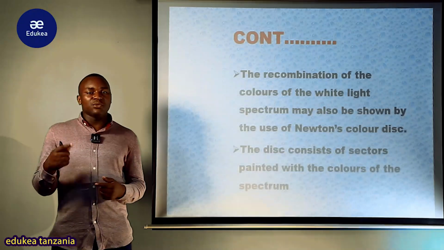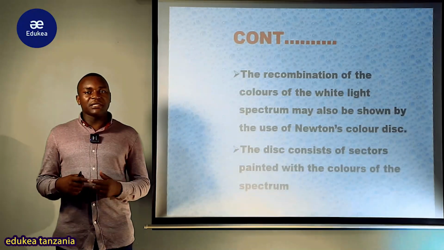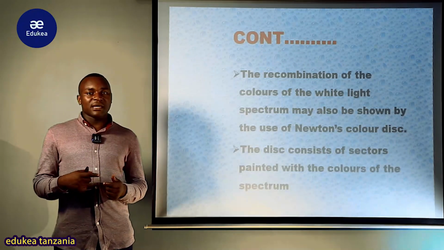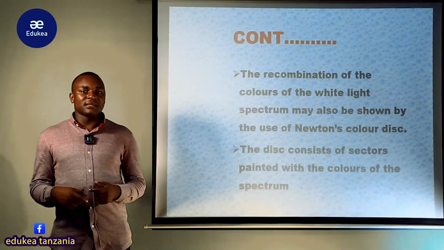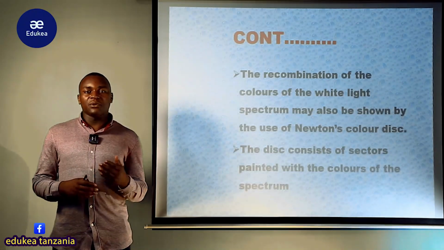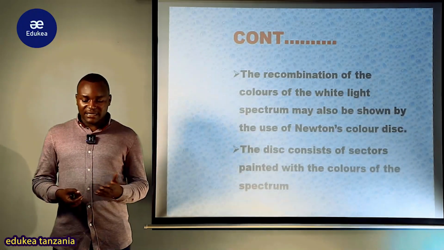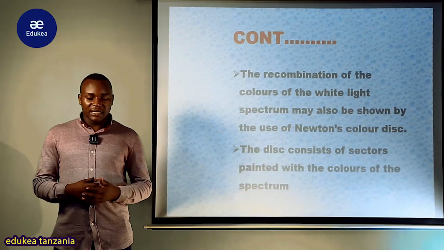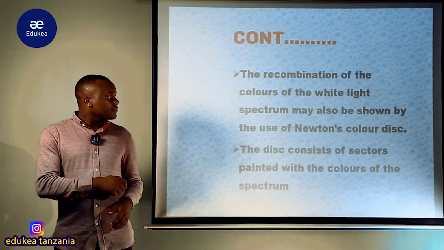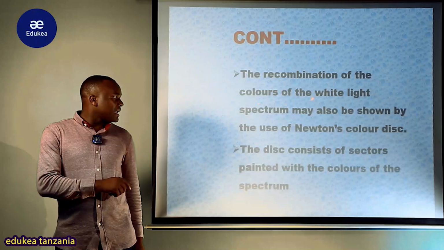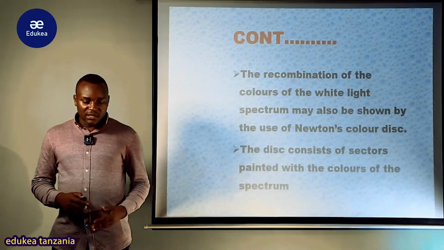So when you rotate the disc at high speed, you will not be able to observe the sector colors that are painted there, but you will observe a white light. That is how you can demonstrate the recombination of the colors of the white light.